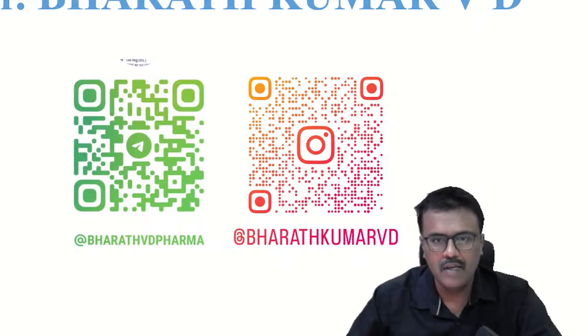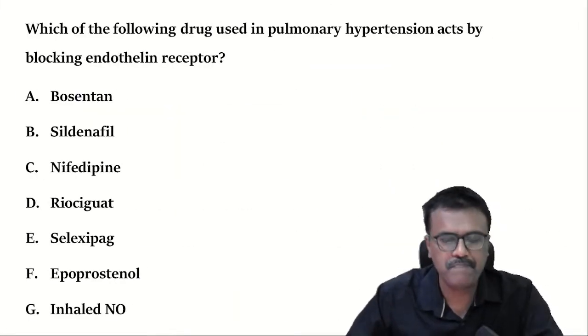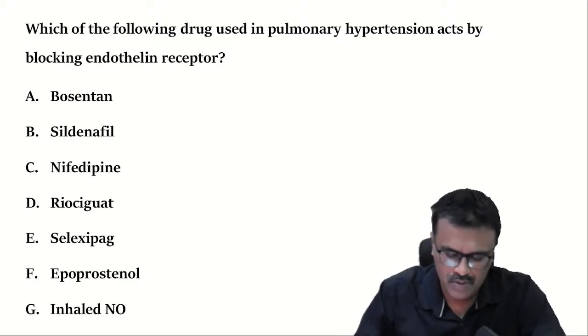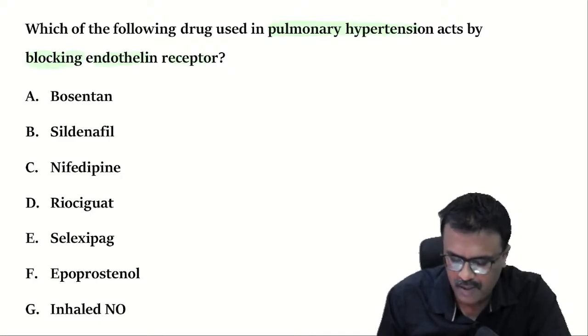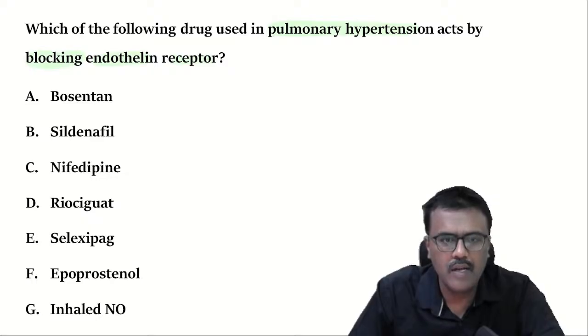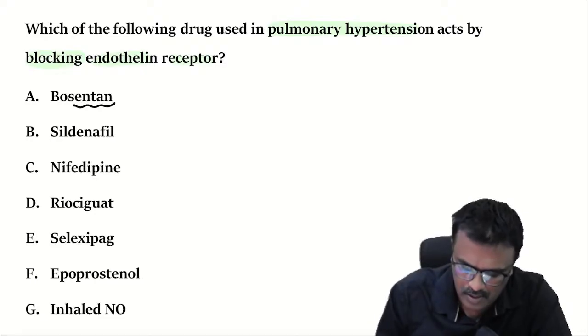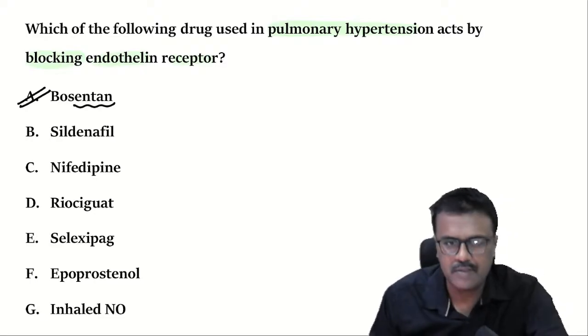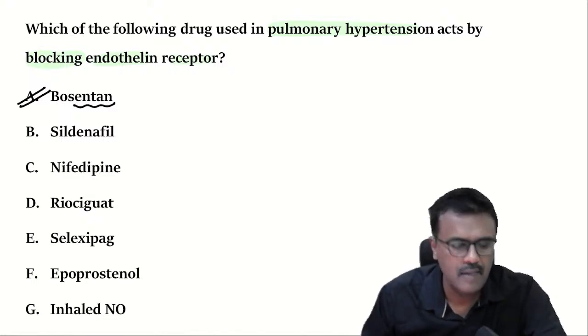Okay. So with that introduction, let me start with the MCQ. Which of the following drugs used in pulmonary hypertension acts by blocking endothelin receptor? Now, any drug which blocks endothelin receptor ends with entan. So the name is bosentan. This is the answer. So we have bosentan, macitentan, ambrisentan. They are used for pulmonary hypertension.